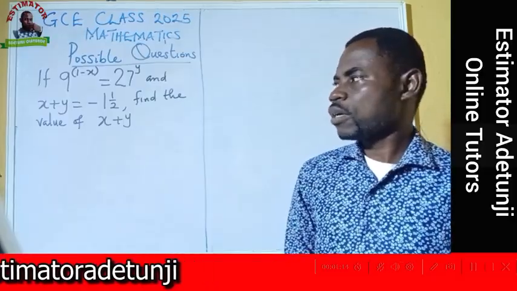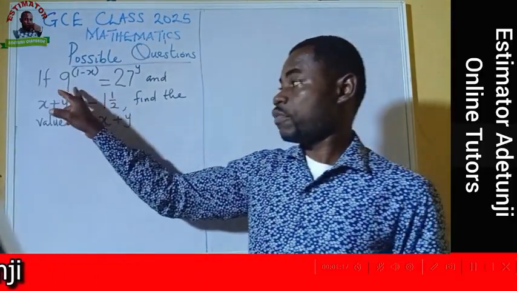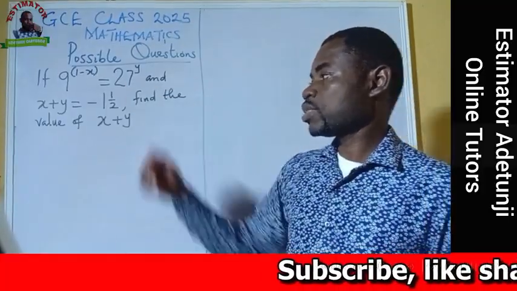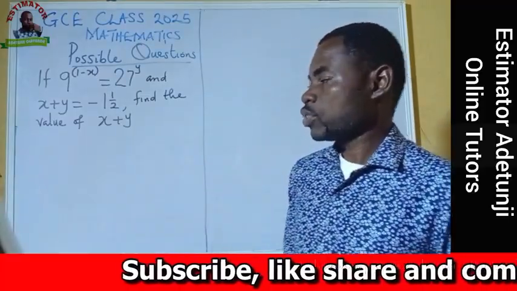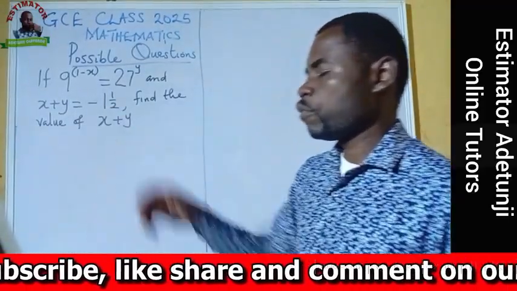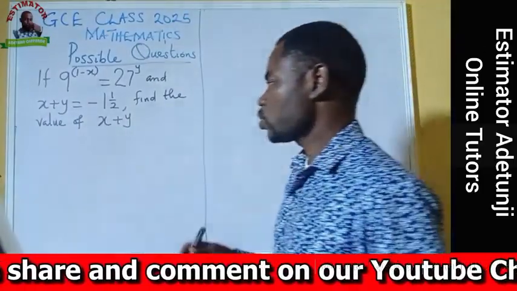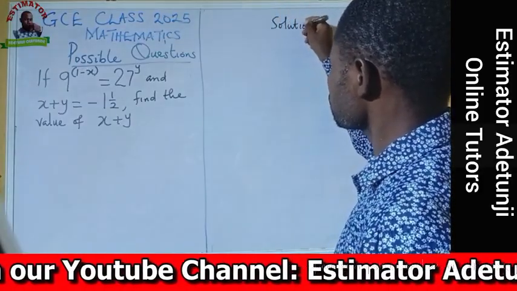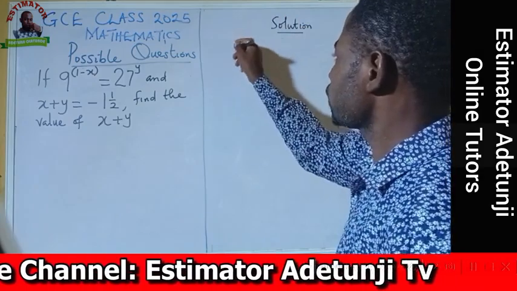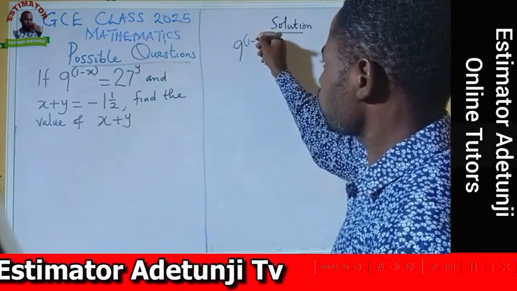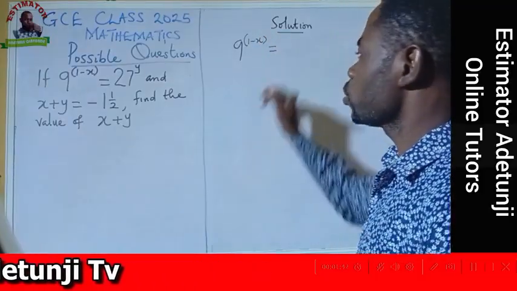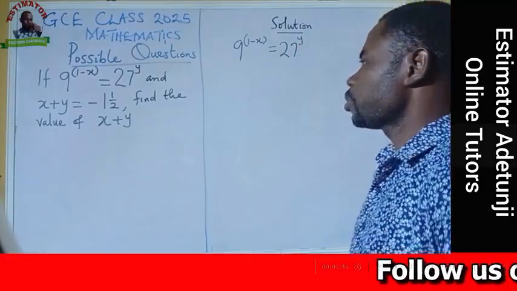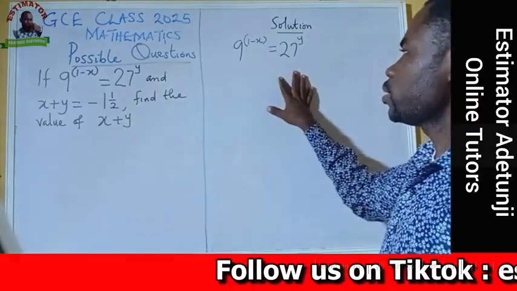So here we start. First, we need to check the equation. The first equation, we are seeing 9 exponential 1 minus x equals 27 exponential y. So let's first simplify that one before we put everything together. So I'll write solution here. So we have 9 exponential 1 minus x equals 27y. Now, if you check very well, this is indices, right?